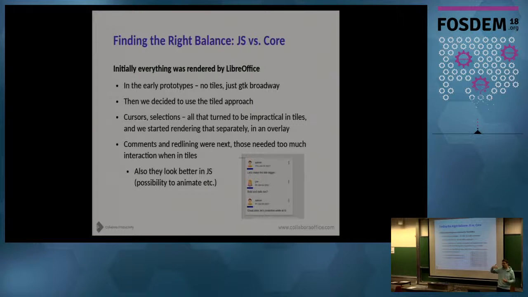But on top of that, we started painting the overlay with the cursor and with the selections, just because it was very impractical to send the entire bitmaps when just the cursor moved. So instead, we just started sending the coordinates of the cursor, and started rendering that in a layer on top. The next thing that turned out to be practical to render in JavaScript was comments and red lines, because people are used to comments having a nice UI, they look pretty, they can have pictures, they flow next to the cursor when you select the text that has the comment, and stuff like that. So it was good to do in JavaScript.